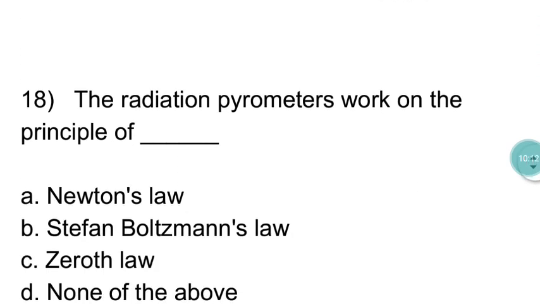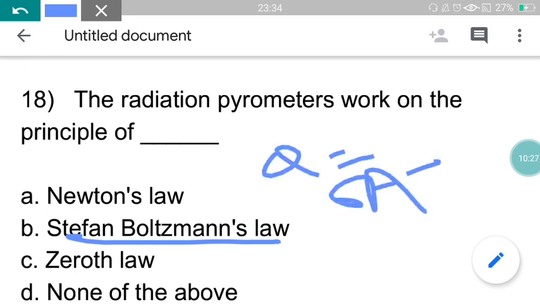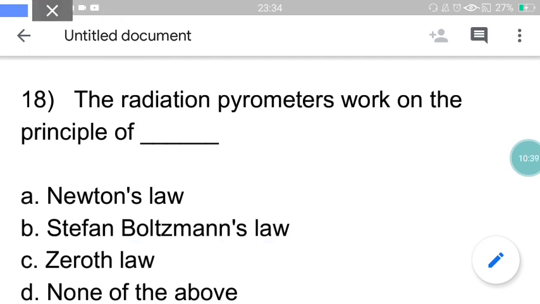Next question. The radiation pyrometer works on the principle of what? The radiation pyrometer works on the principle of Stefan-Boltzmann law. Okay. What is Stefan-Boltzmann's law? So Q is equal to sigma A T raised to 4, where sigma is the Stefan-Boltzmann constant, and it is directly proportional to the fourth power of the temperature. Okay, in Kelvin. So the correct answer for this question is Stefan-Boltzmann's law.